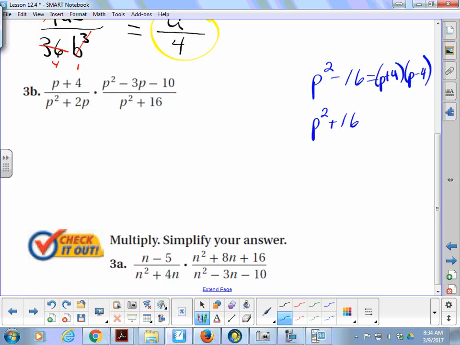So we have p plus 4. Can't do anything with that. Just write it as it is. P squared minus 3p minus 10. Factors of negative 10 that add up to negative 3, negative 5 and 2.